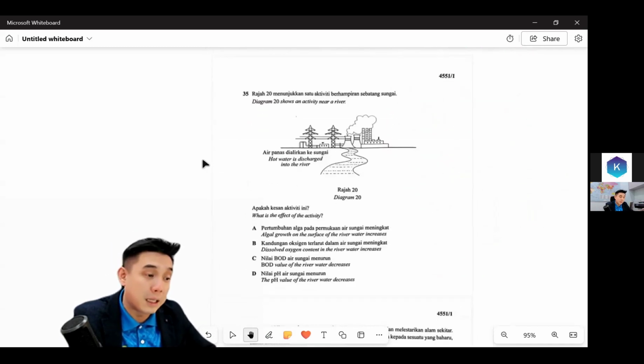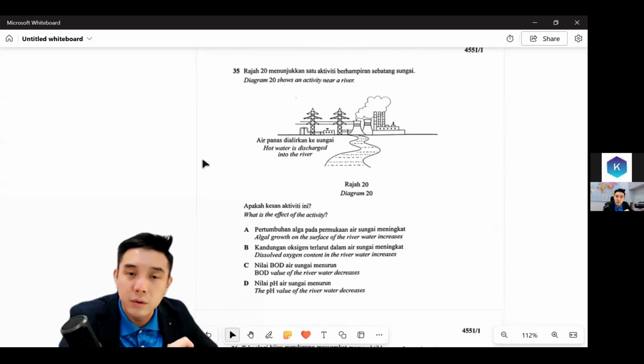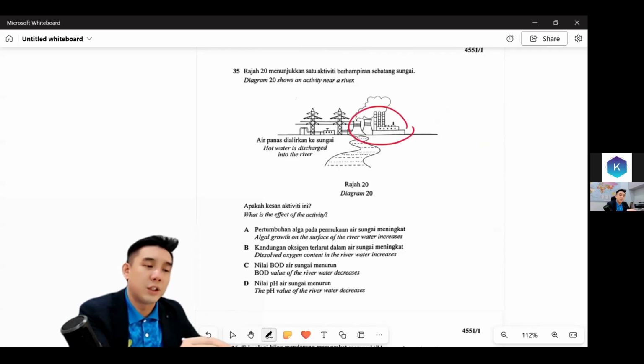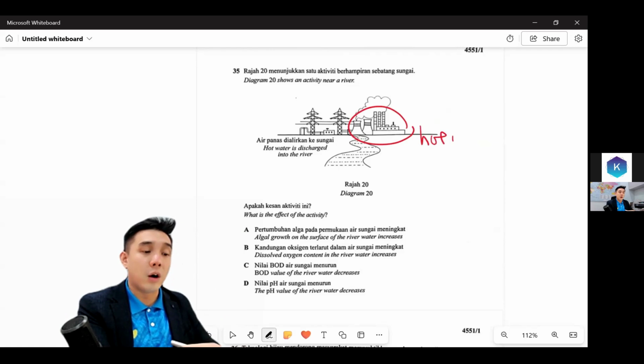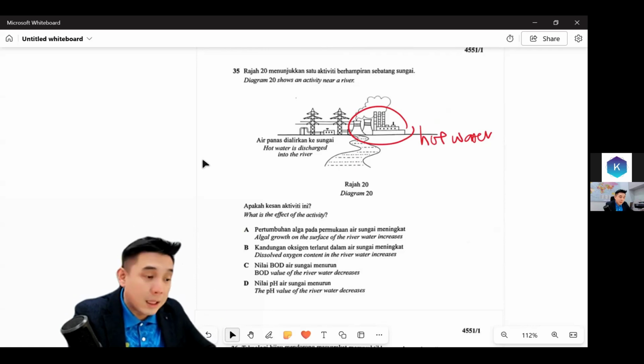How many are marked? Well, we are seeing this again. We have seen this quite a few times. I also did my own classes for trial paper. So when you see power station, understand they are releasing hot water, warm water. For 35, what's the effect of this activity? Normally it's algae growth. Yeah, algae growth.